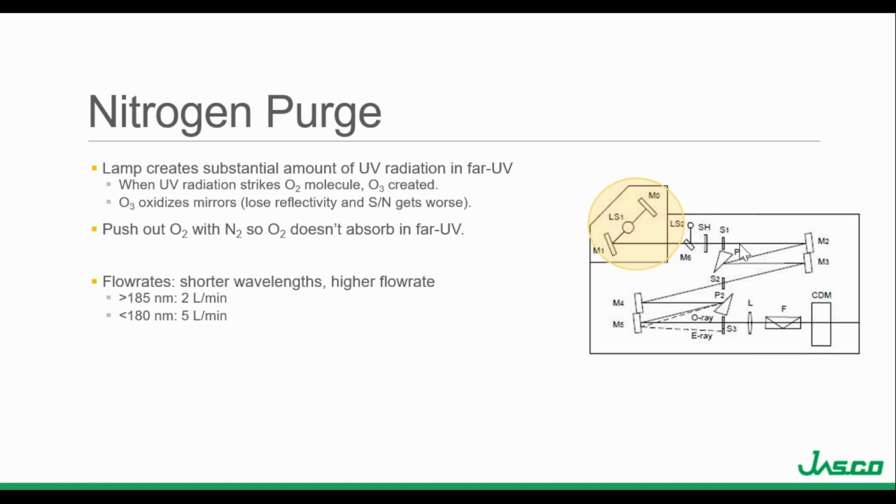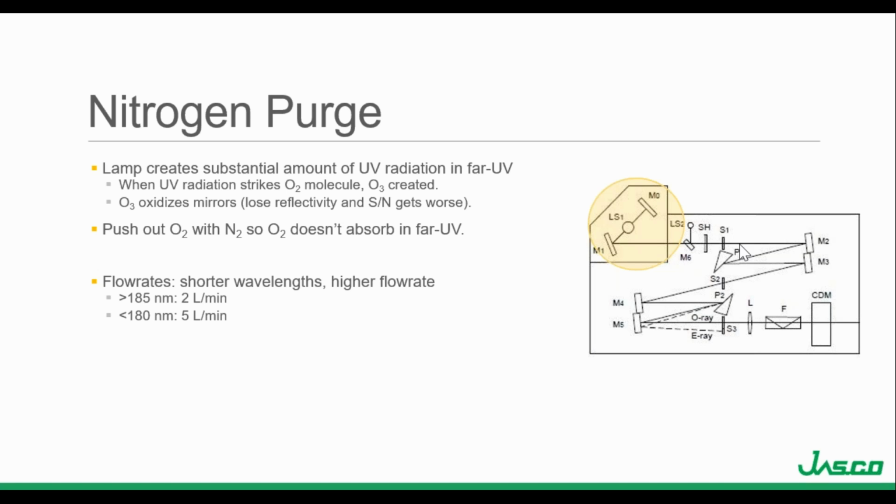The second reason that we want to purge with nitrogen gas is to remove all that oxygen in the monochromator, because oxygen absorbs in the far UV. And since in the far UV, we want to get as much light to the detector as possible, any absorption that's not from the sample or buffer, we want to completely reduce. So purging the monochromator with nitrogen removes any additional absorbance that's not the sample.